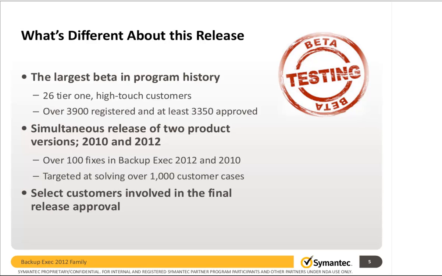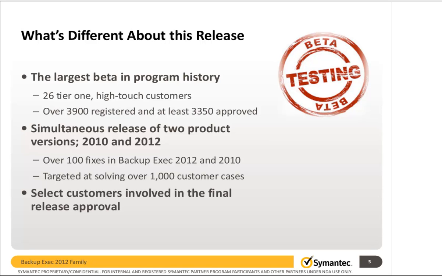Before I dive into what specific functionality is in the service packs, I wanted to give you a quick look into what we've done differently with this release to make sure it was a really solid release and very well tested. This was the first time in Backup Exec product history that we've had the largest beta in program history. We had over 26 Tier 1, what we call high-touch customers. What that means is we had a product manager and an engineer go to these 26 customer sites and be there while they installed the beta. They were there to answer questions, see what the customer experience was like, and help with any issues that they saw.